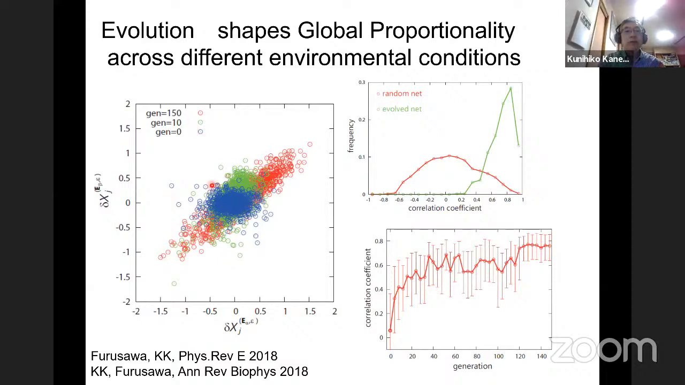But in the initial random network, or lower growth state, there is no such structure. Then as the evolution progresses, at generation 10 and 150, we can see this linear relationship. And we can see this increase of the correlation through the evolution. Okay, so the initial question was whether this global proportionality is a result of evolution.